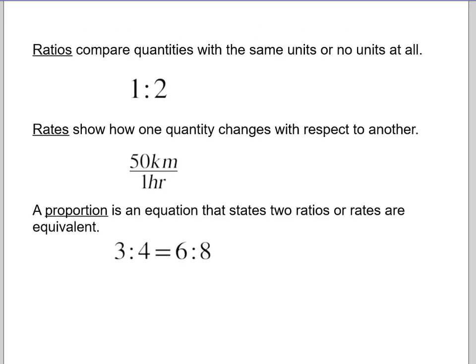So just to make sure we're all on the same page, ratios compare quantities with usually the same units or no units at all, and it would look something like this. This is a ratio. A rate shows how one quantity changes with respect to another. Usually they have different units, but not all the time, but something like that is a rate. And a proportion is an equation that states two ratios or rates are equivalent. So this is a proportion.